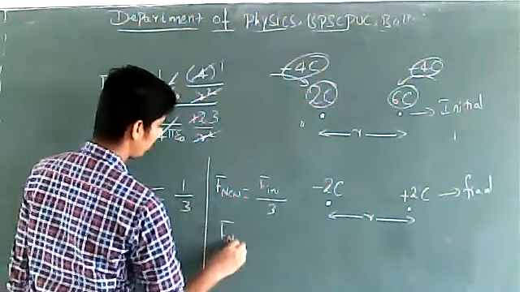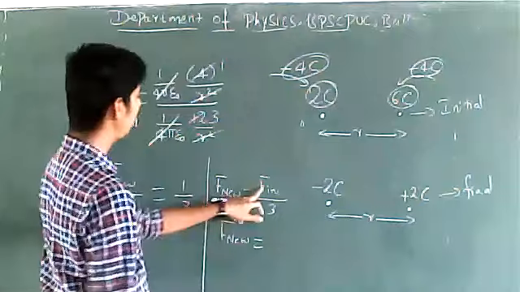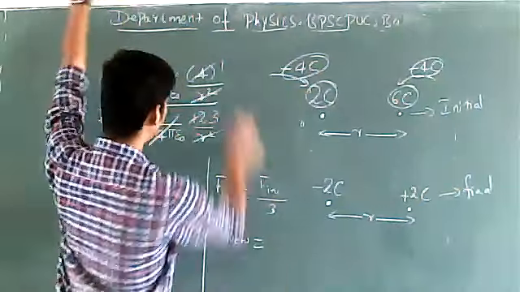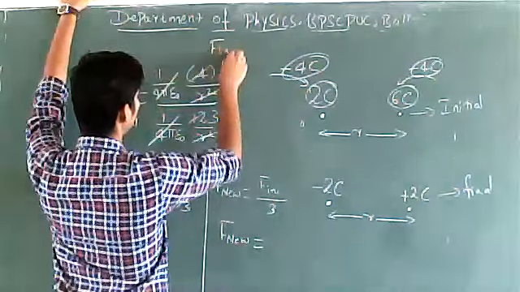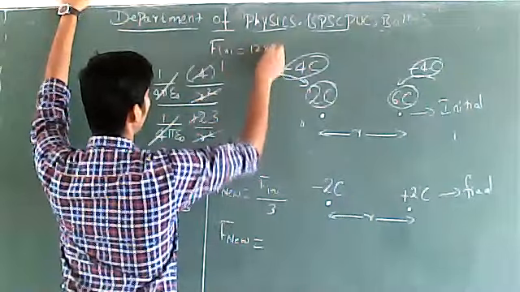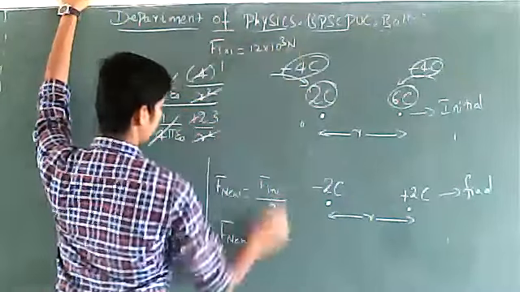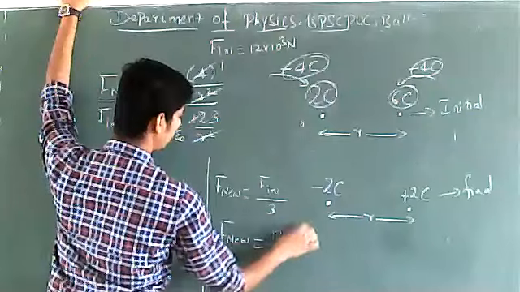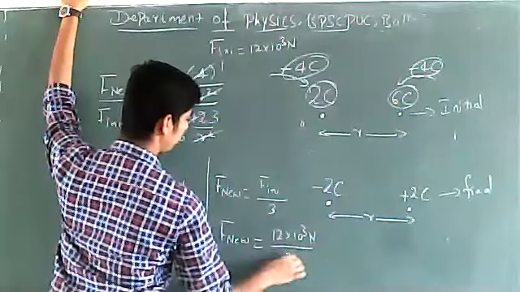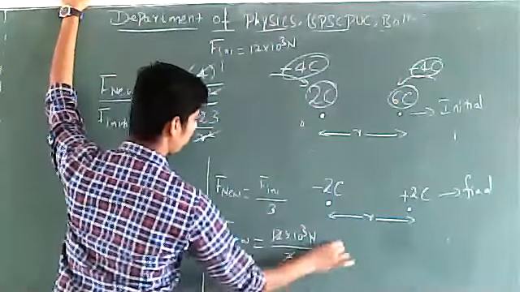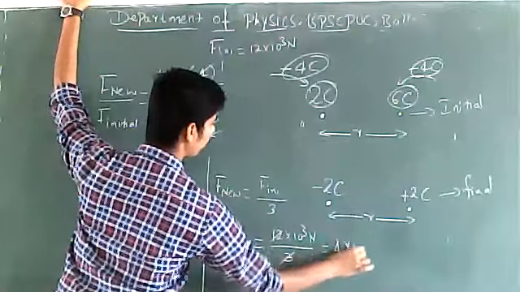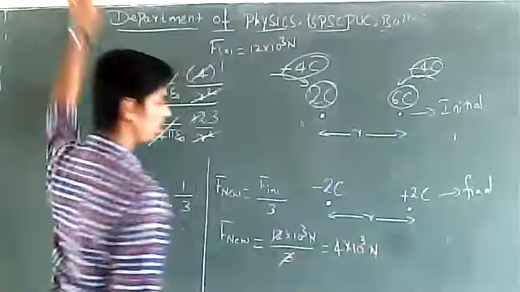F initial is already given to us, it is 12 into 10 power 3 Newton. So this will be 12 into 10 power 3 Newton divided by 3. This must be 4 into 10 to the power of 3 Newton.